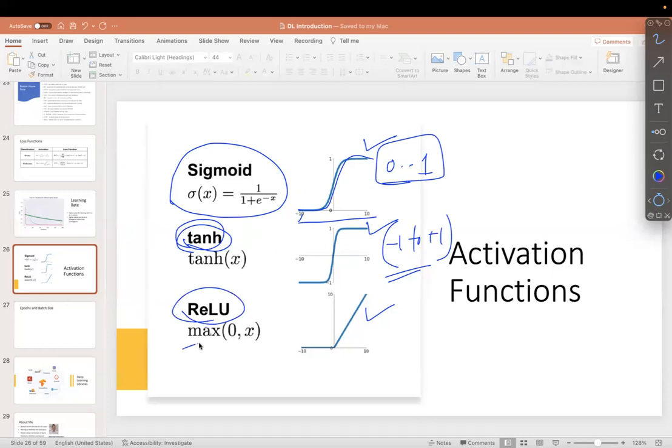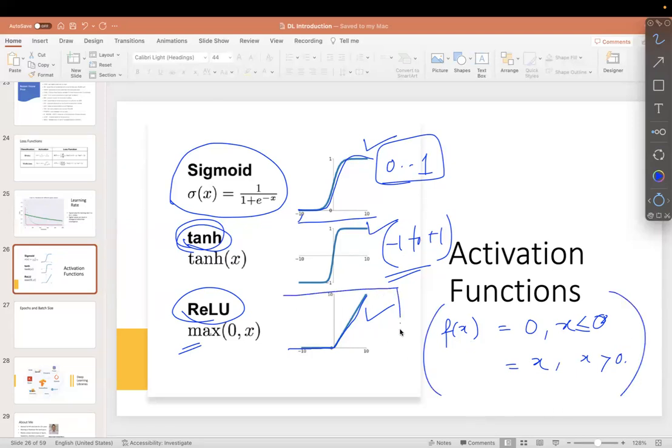But it also controls the negative values. If the input is a negative value, the output remains 0. And the moment it comes to positive values, it remains as it is. So the ReLU function is like this: f(x) is equal to 0 when x is less than or equal to 0, and it is equal to x when x is more than 0. This is how the function looks. This is most widely used nowadays.